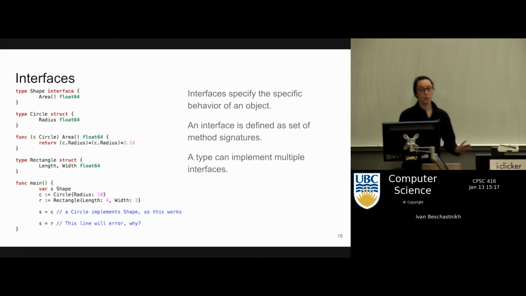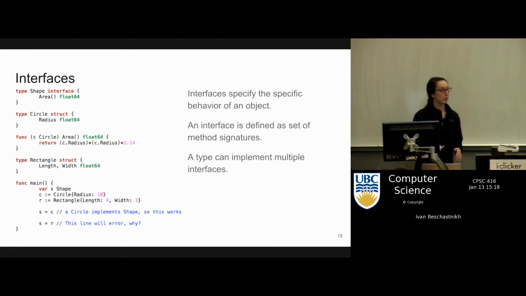Based off of that, why do you think the line right here will cause an error without running it? Oh, this one. Why does S equal R cause an error in this code? Because rectangle doesn't implement area. Exactly. So the key thing to take away from here is that because rectangle doesn't implement area, it does not actually implement the interface shape.